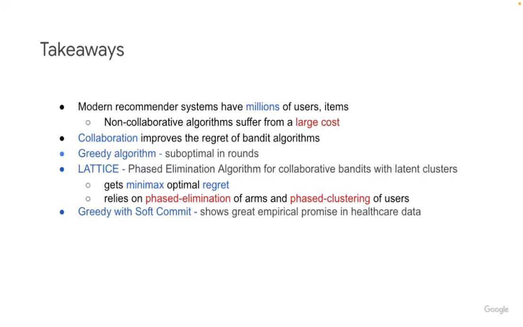On the other hand, collaboration significantly improves the regret of bandit algorithms. So first we showed a greedy algorithm, which has suboptimal dependence on the number of rounds. And next, we showed our main involved algorithm called LATTICE, which is a phased elimination algorithm. It gets minimax optimal regret guarantees and combines phased elimination with phased user clustering. So basically, it does joint exploration, exploitation, and user clustering. And finally, I did not have time to talk about this, but we also have a variant of the greedy algorithm with soft commit instead of a hard commit. And this algorithm shows great empirical promise in the healthcare data that I talked about.